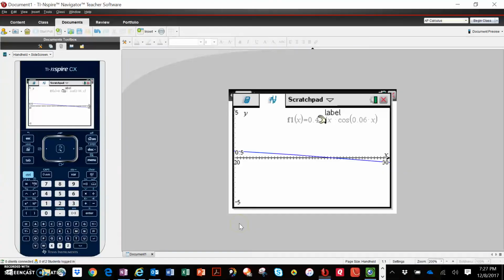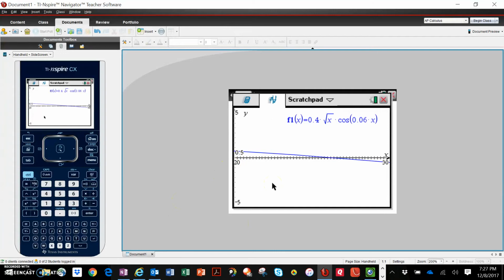I don't know if I'm still recording. Okay, good, I'm still recording. I've not used the graphing calculator and the recording software before.